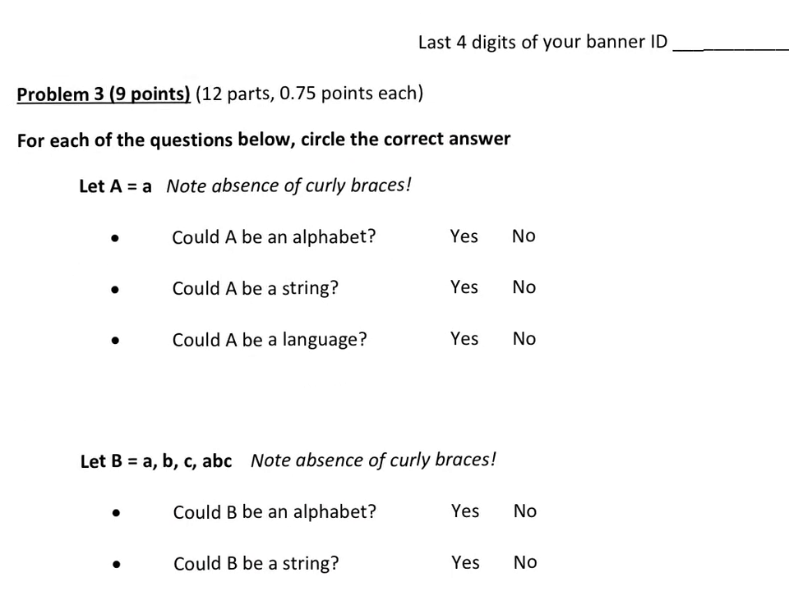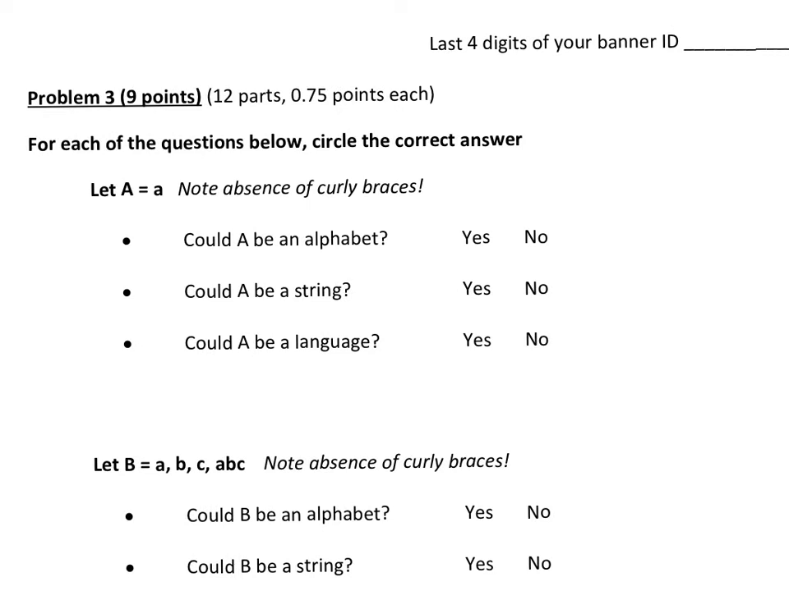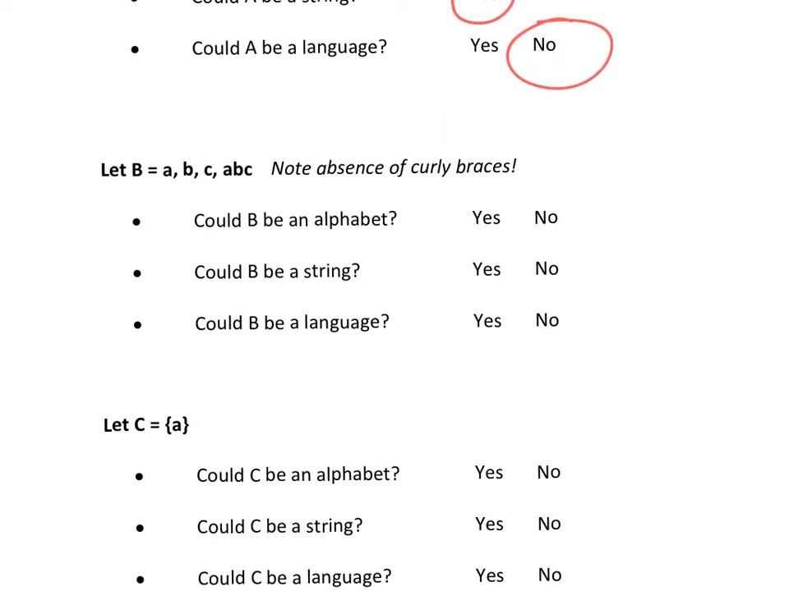Okay, a bunch of questions about alphabet, string, and language. We start out with just this thing A. We say, could it be an alphabet? Well, an alphabet is a set of symbols. This is not a set, so no. Could it be a string? Absolutely. A string is zero or more letters, a finite number of letters that are squished together, contiguous, right? So that's a string. Could it be a language? Nope. A language is a set of strings, so definitely not a language because it's not a set.